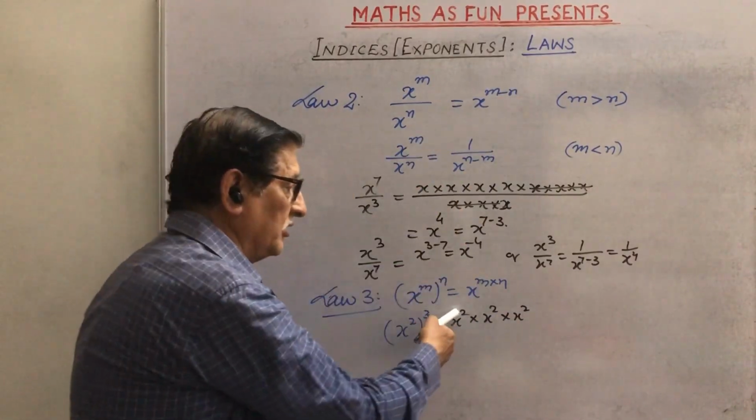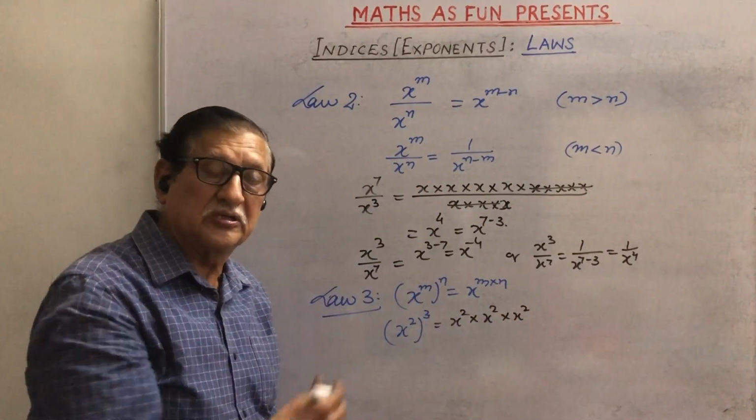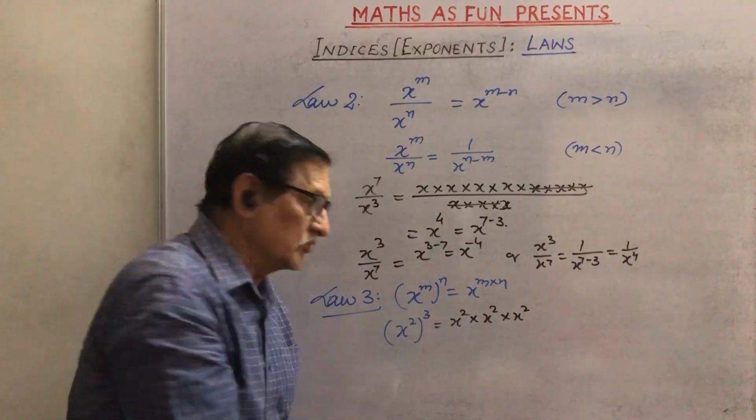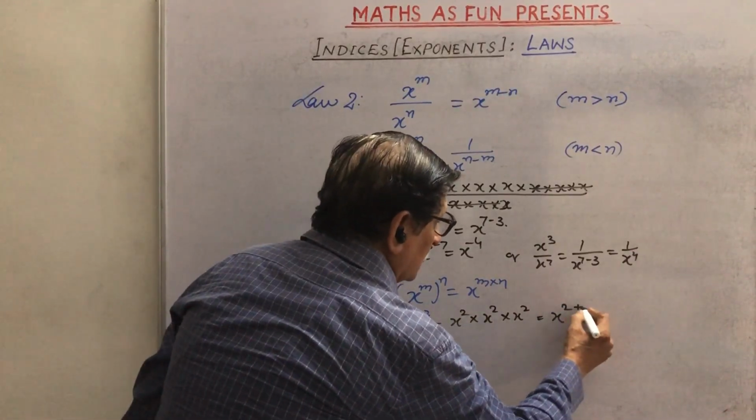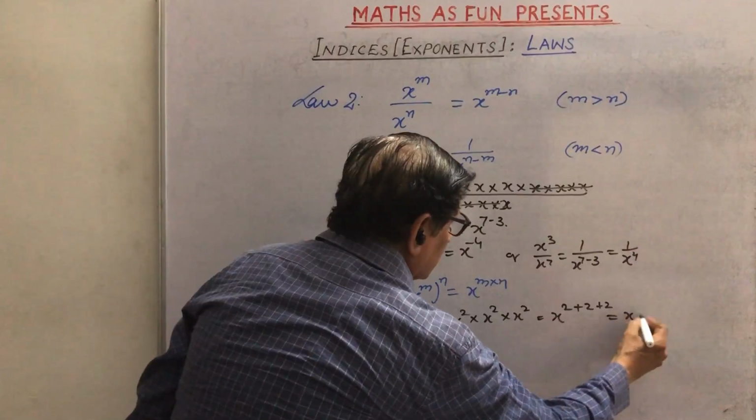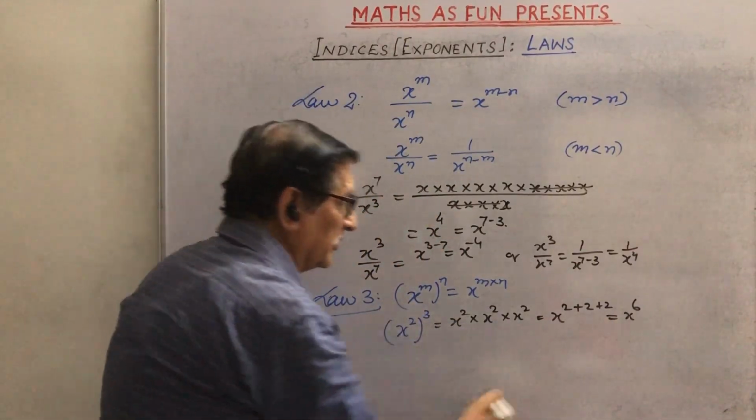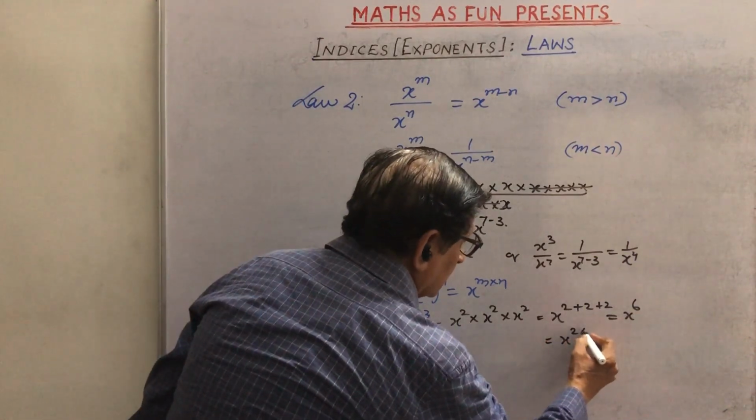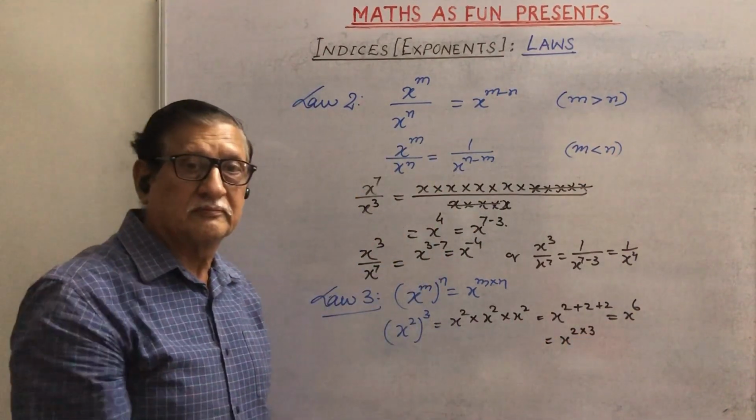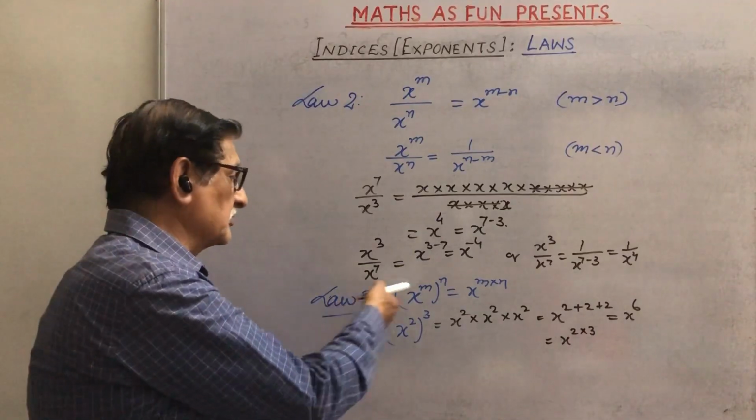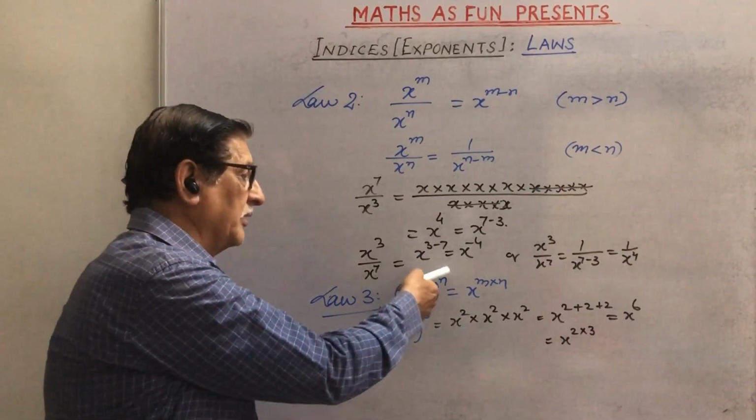And according to the first law, these powers will be added, these indices will be added. So that will become x power 2 plus 2 plus 2, which is x power 6. And 6 is 2 into 3, so this can be written as x power 2 into 3. So we can understand the third law, that it is x to the power m to the power n.